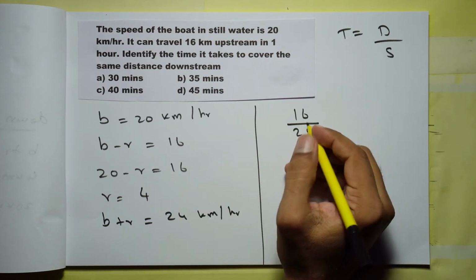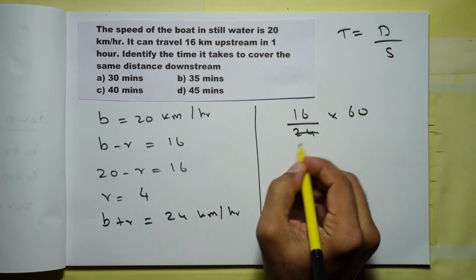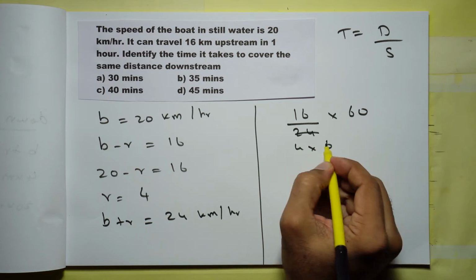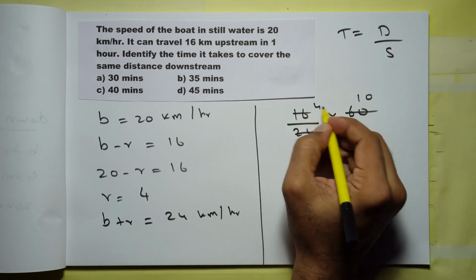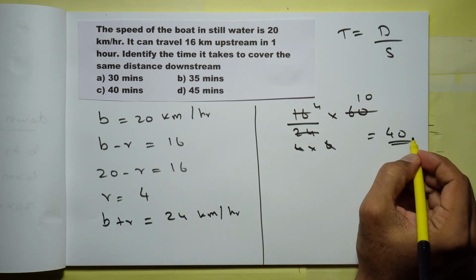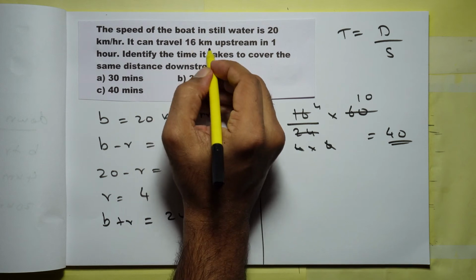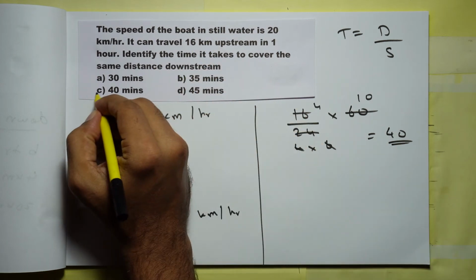So we'll convert hours into minutes. We will multiply by 60. 24 is 4 into 6. 6 divides 10 times, 4 divides 4 times. So 4 into 10 gives you 40. So altogether 40 minutes will be needed to cover 16 kilometers when it is going downstream. So 40 minutes, option C.